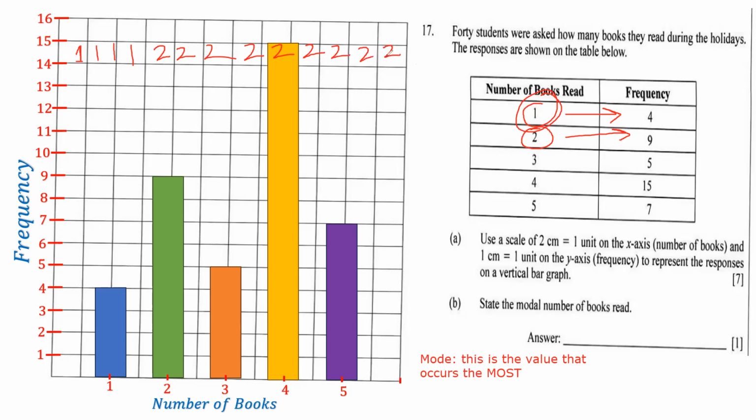Are there any more 2s? No, sir. And how about 3s? How many 3s do we have? 5. Very good. So we're going to write 5 3s. It's going to be 1, 2, 3, 4, and 5.